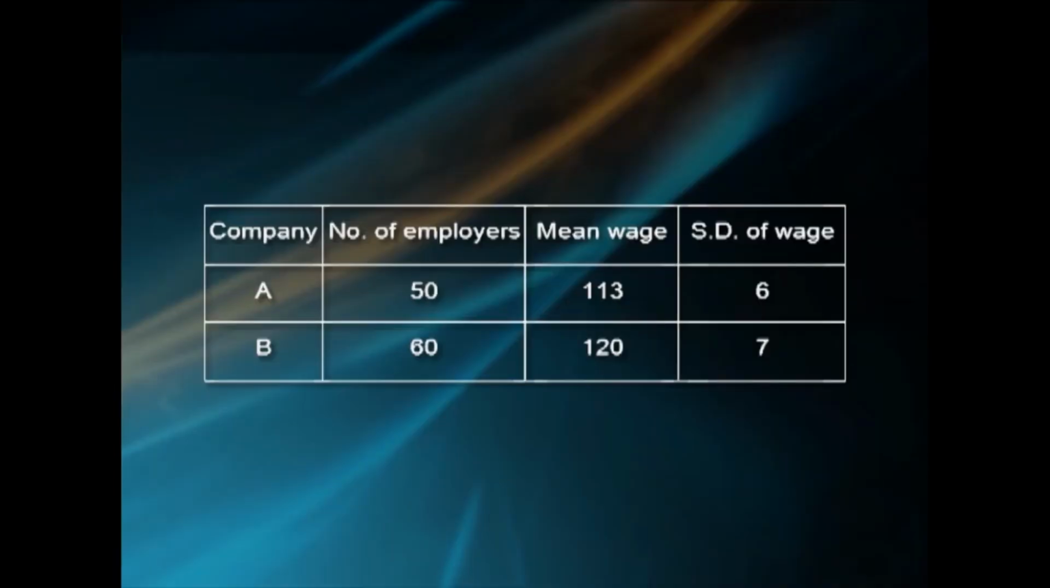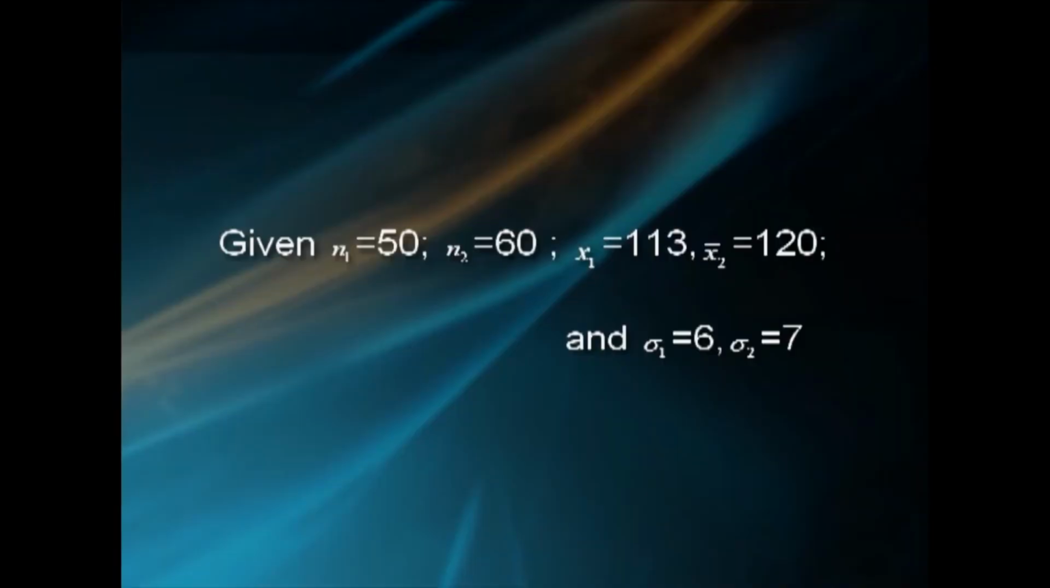Find the standard deviation of the wages of all employees taken together. Company A and B, number of employees 50 and 60, means 113 and 120, standard deviation of wages 6 and 7. Solution. Given n1 equal to 50, n2 equal to 60, x bar 1 equal to 113, x bar 2 equal to 120 and sigma 1 equal to 6, sigma 2 equal to 7.